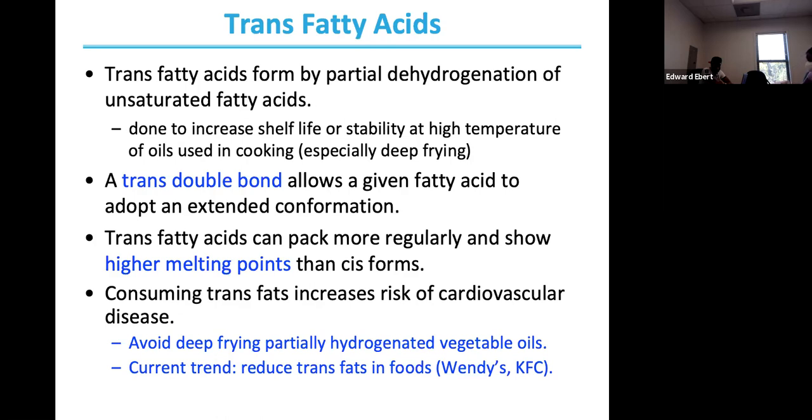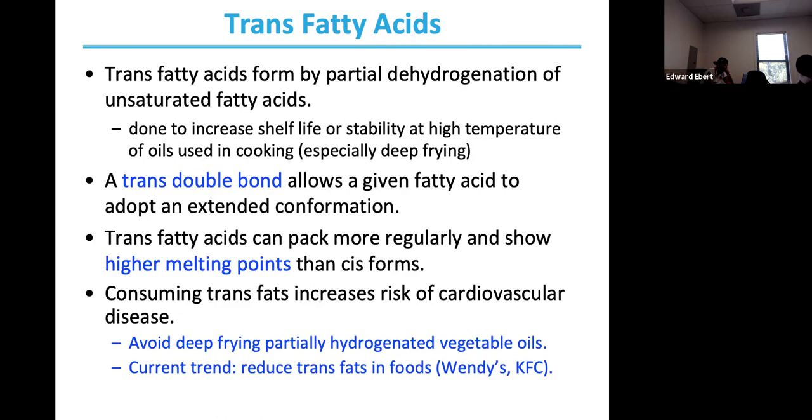The trans double bond allows it to have that extended conformation, so you can make them as oils. They tend to be more liquidy too. They have higher melting points than the cis forms. But one thing that was discovered in the 90s is that if you consume a lot of trans fatty acids, it increases the risk for cardiovascular disease.